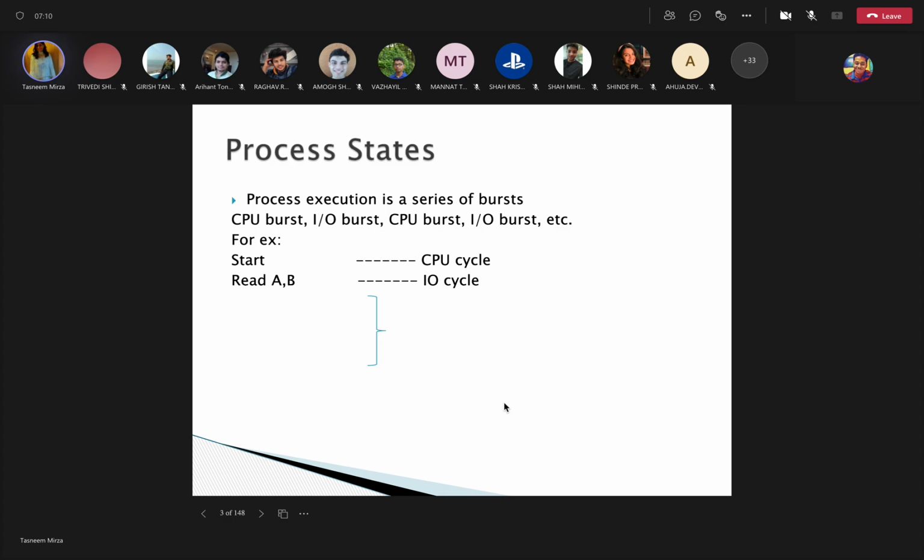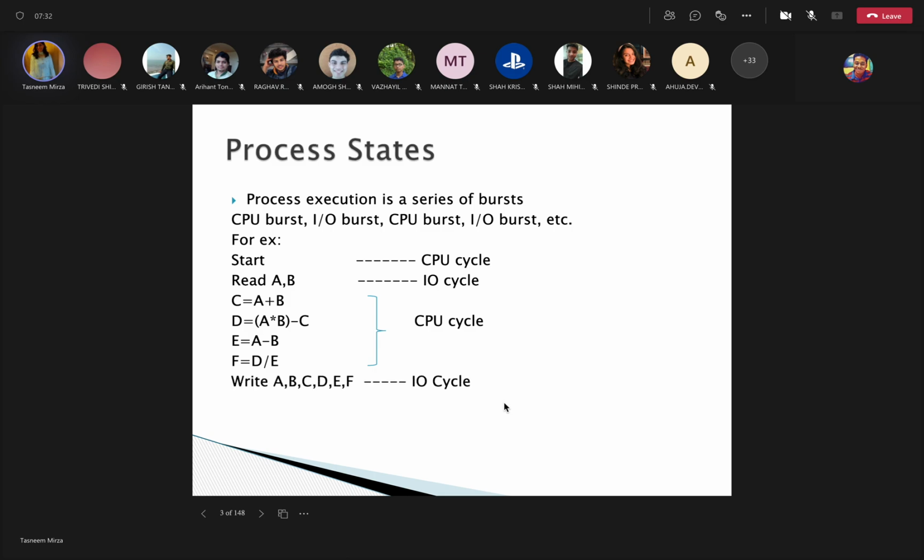For example here, read A comma B. So read A comma B means what? Now input-output devices are required. An input device is required where the values of A and B have to be read. So that is nothing but an IO cycle. Then consider C is equal to A plus B. Some sort of processing, that comes as a part of the CPU cycle.